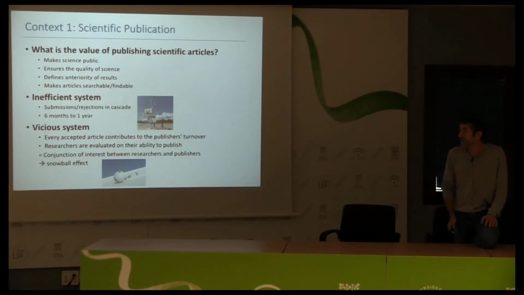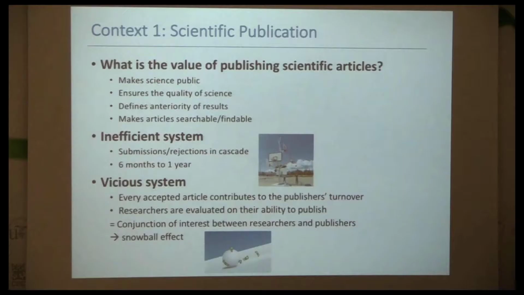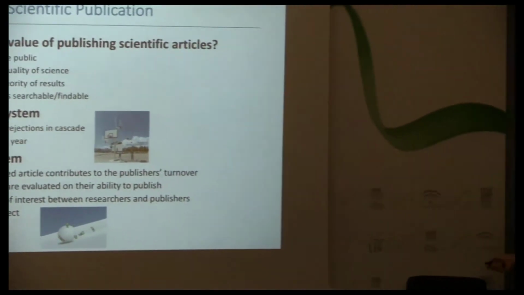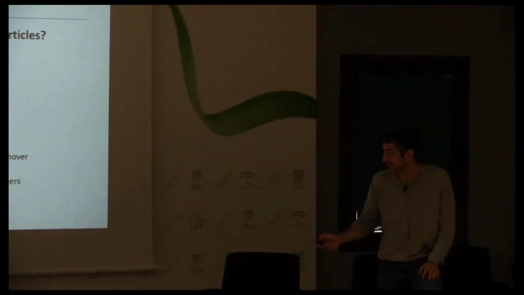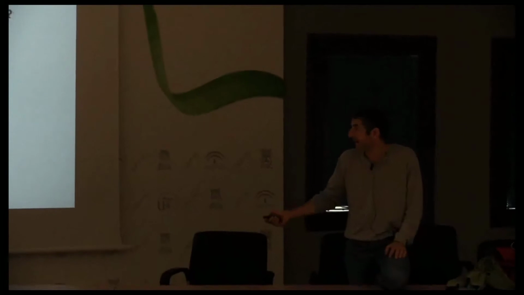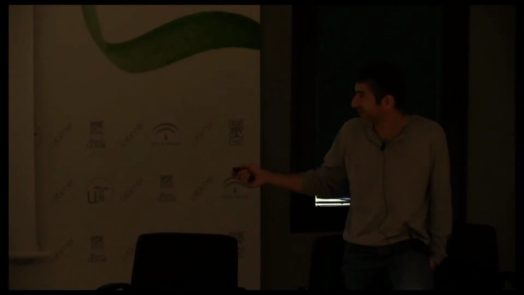This is quite an inefficient system. We all know that once we have a manuscript, we submit, there is rejection, we resubmit, rejection in cascade, so it can take up to 6 months, a year, sometimes more time to publish our papers. And this is a vicious system because every accepted article contributes to the publisher's turnover, and researchers are evaluated on their ability to publish. You all know publish or perish.